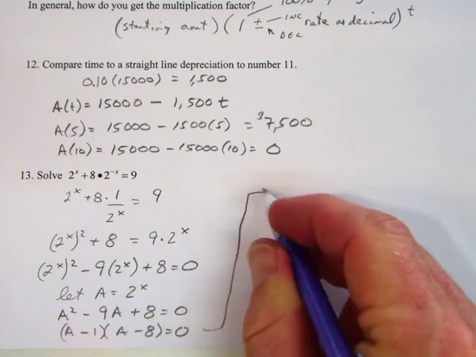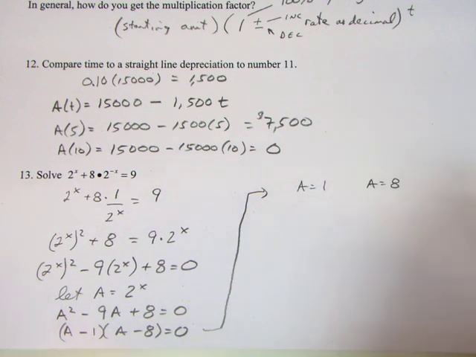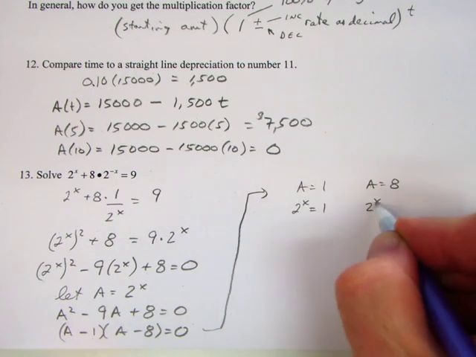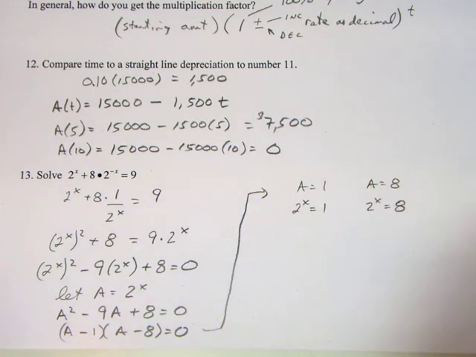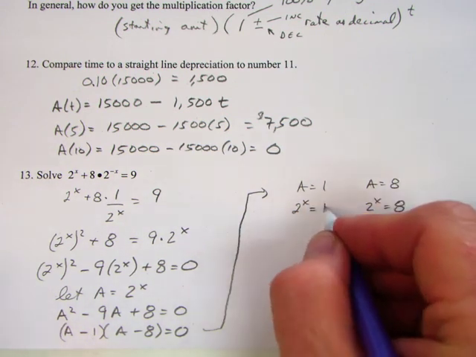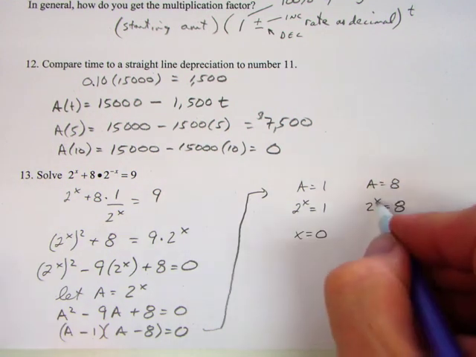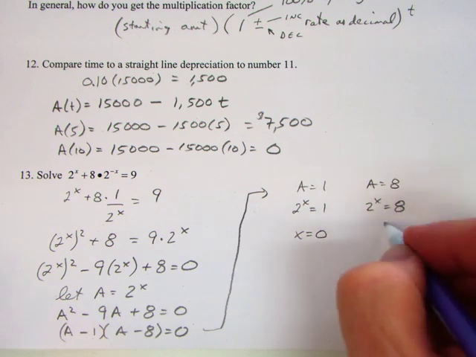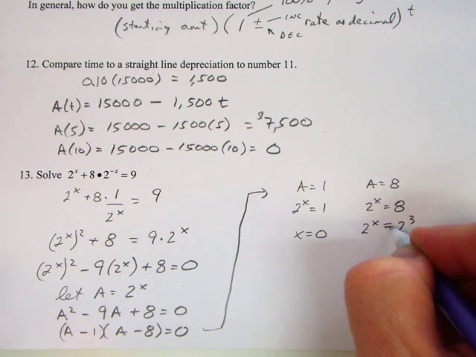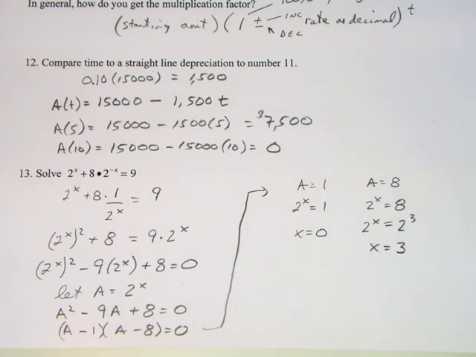And let me just move over here. So we get a equals 1 or a equals 8. Now what is a? A is 2 to the x. So here's kind of a precursor of things to come. If we have 2 to the x equals 1, 2 to what power is going to make it 1? That power will be 0. 2 to the x, 2 to what power equals 8? Well, what is 8 as a power of 2? It's 2 cubed. And so here we would get x equals 3. And with that, we are done.